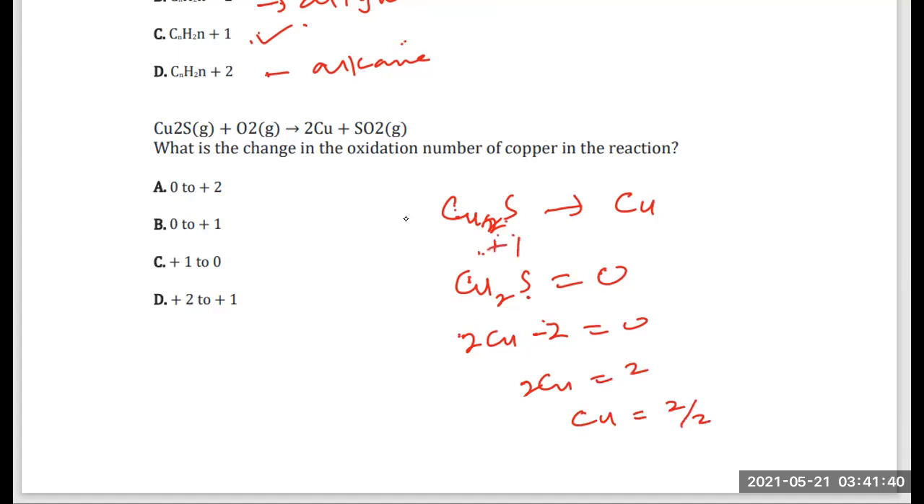Since copper here is in a free state, its oxidation number is going to be 0. So that is +1 to 0. So I may want to ask, is that oxidation or reduction? You think about that.